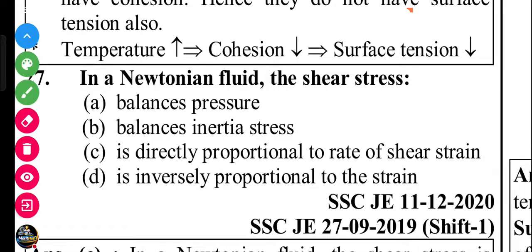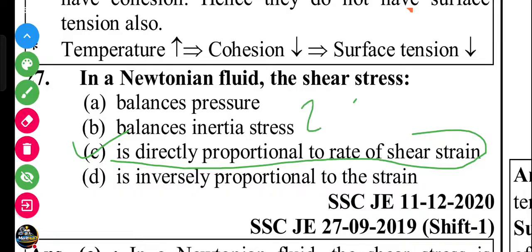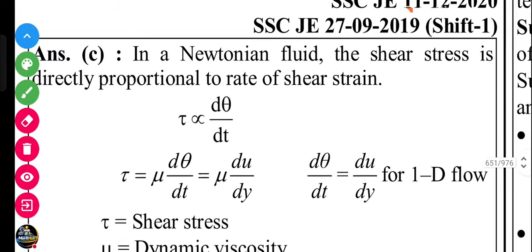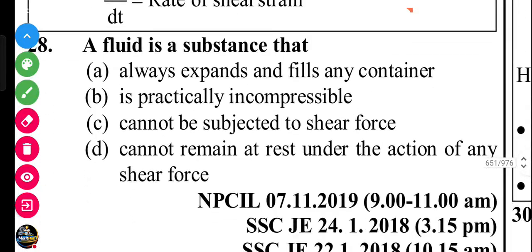Next question. In a Newtonian fluid, the shear stress is A. balance pressure, B. balance inertia stresses, C. directly proportional to the rate of shear strain, D. inversely proportional to the strain. We know the answer is directly proportional to the rate of shear strain. Tau is directly proportional to d theta by dt, or du by dy. Du by dy is called the velocity gradient. There is an explanation also.